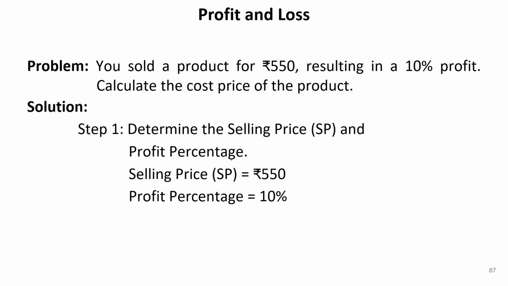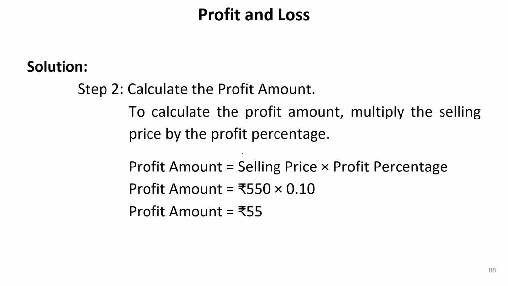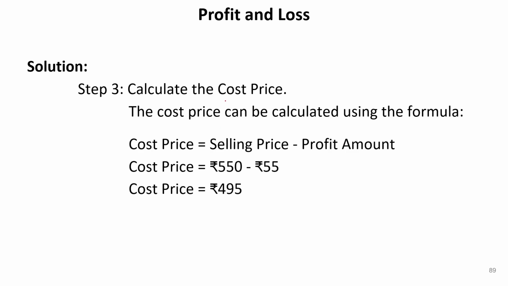So selling price and profit percentage. Selling price is 550, profit percentage is 10%. So profit amount is equal to selling price into profit percentage. So 550 into 0.10, that is equal to 55 rupees, right? So calculate the cost price. The cost price can be calculated using the formula selling price minus profit amount, is equal to 550 minus 55, is equal to 495. So 495 is the correct answer.